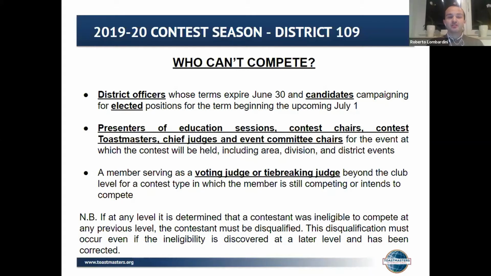Be careful, because a disqualification can also be determined afterwards. Even after the club contest, if the person in charge of the district conference contest notices that something wasn't done properly at club level or at area level, you are disqualified even if you moved through that level. So disqualification can also come after the contest.